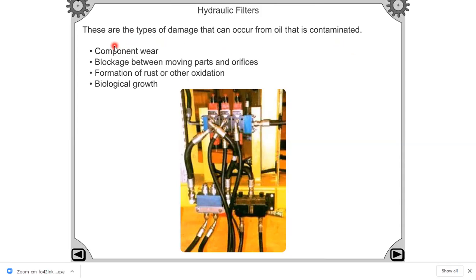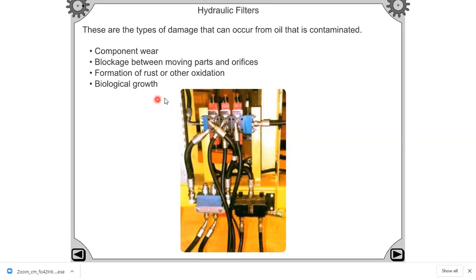That can be caused by component wear, then a blockage between the moving parts and the orifices. Moving parts in the hydraulic system are the pumps and the actuators, so they will be moving. Then there is formation of rust or oxidation. Because we are using metal parts, rust will be there, and there will also be oxidation.